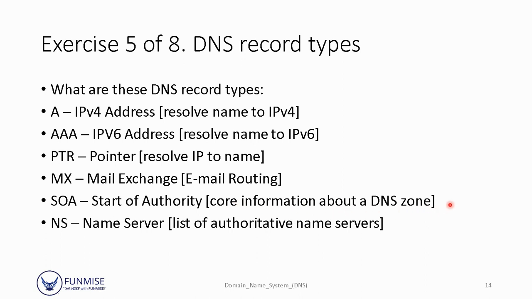Some of you may find something like a time to live, and sometimes there'll be contact information for that DNS zone. NS is a name server. So if you do an NS query, the NS type of records will be the list of authoritative name servers for a particular domain.